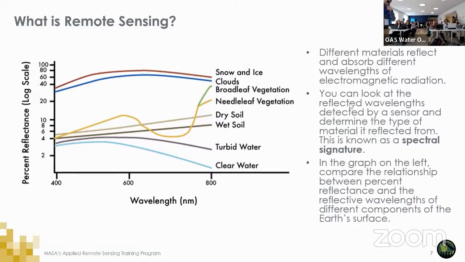So this graph on the left is just comparing the relationship between percent reflectance and the reflective wavelengths of different components of the Earth.